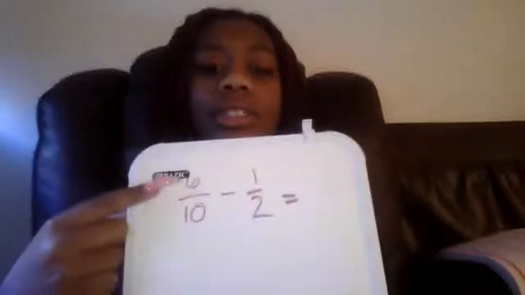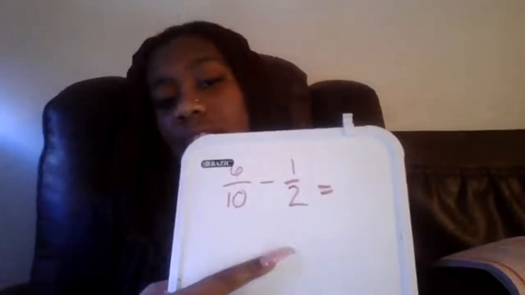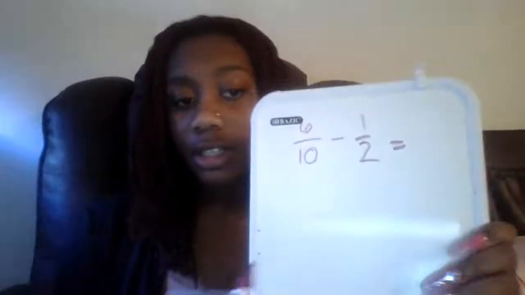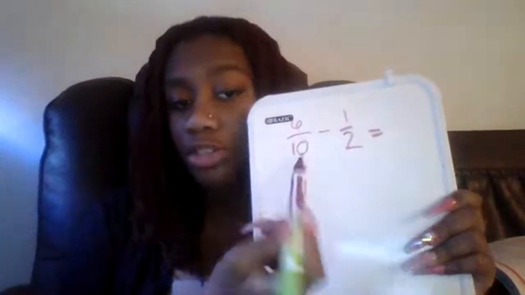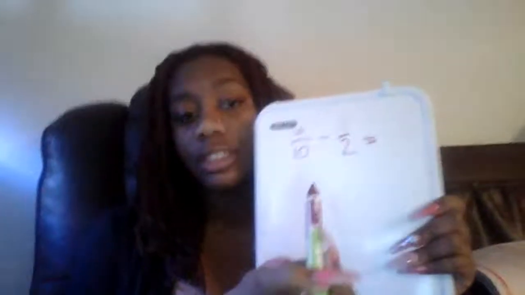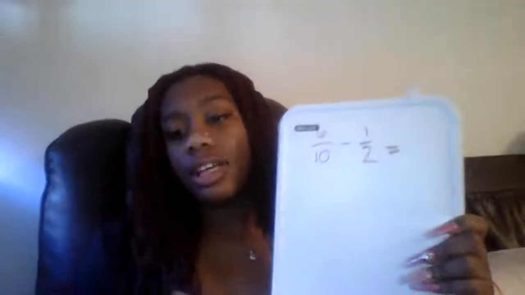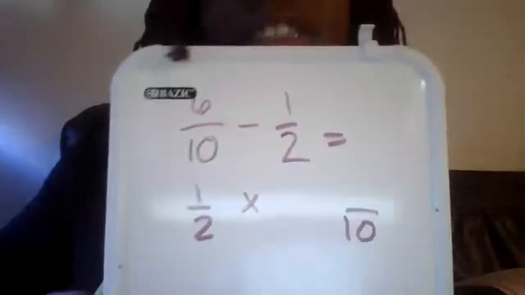Okay, you guys, has anybody made any progress? We're doing 6/10 minus 1/2. I'm going to give you the first part, and then I'll let you solve it. Now I either have to turn this 10 to a 2 or this 2 to a 10. I'm going to do the 2 to a 10 because it's less complicated. So I have 1/2, and I need to get to 10. What can I multiply 2 by to get to 10? Tell me in the comment box, what can I multiply 2 by to get to 10?